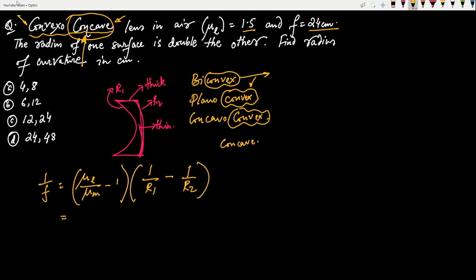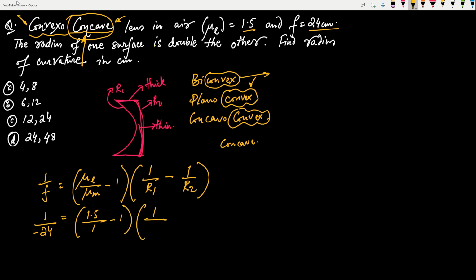So the focal length is given as 24 centimeter, and we know the ultimate result will be a concave lens. Therefore, the focal length will be negative. We know the focal length for a concave lens is negative. So you can put 1 by f to be 1 by minus 24. Simple as that. And refractive index of the lens is given to be 1.5. Refractive index of air is 1, minus 1.